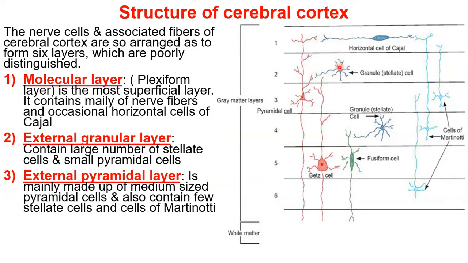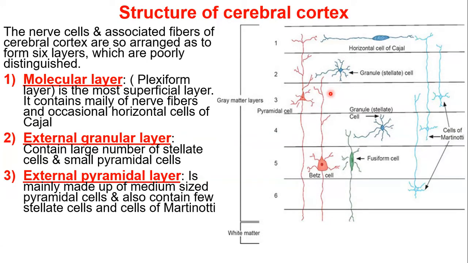These are the granule cells. So this layer contains a large number of stellate cells and small pyramidal cells. These pyramidal cells are small, these are medium size, and this one is the large size. So the external granular layer contains the small size pyramidal cells and also the granular cells.